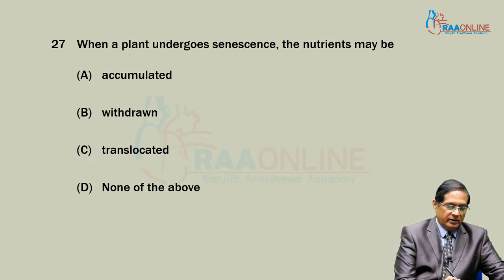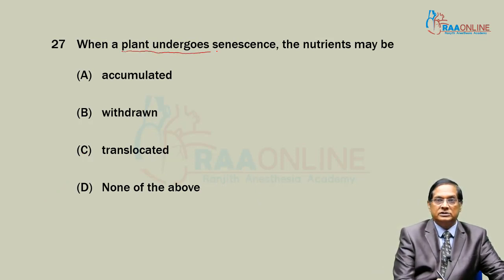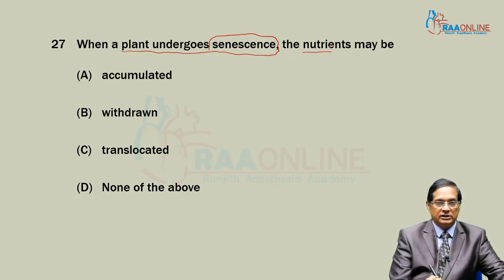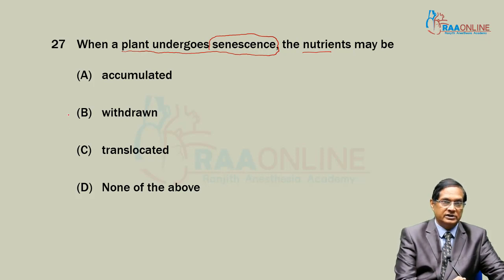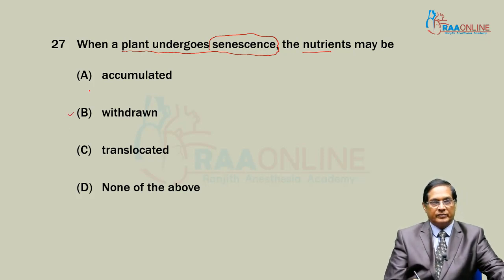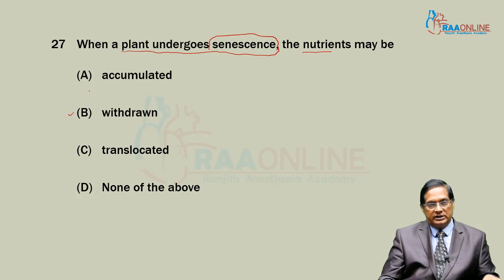27. When a plant undergoes senescence, that is aging, what will be the effect on the nutrients? Nutrients are withdrawn if the plant undergoes senescence.